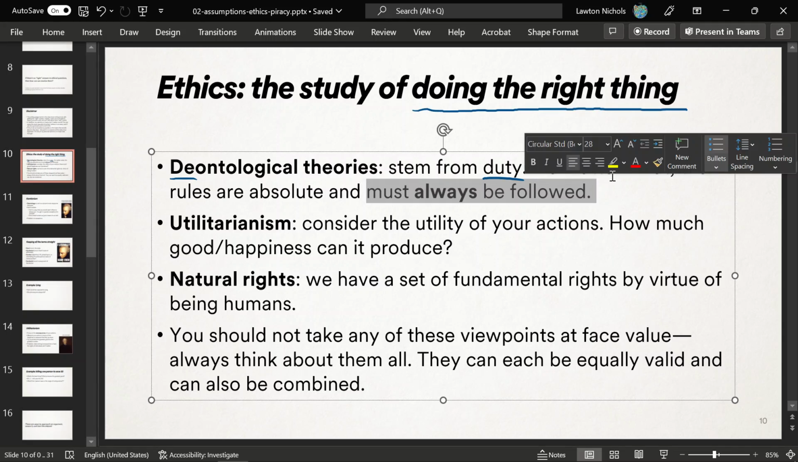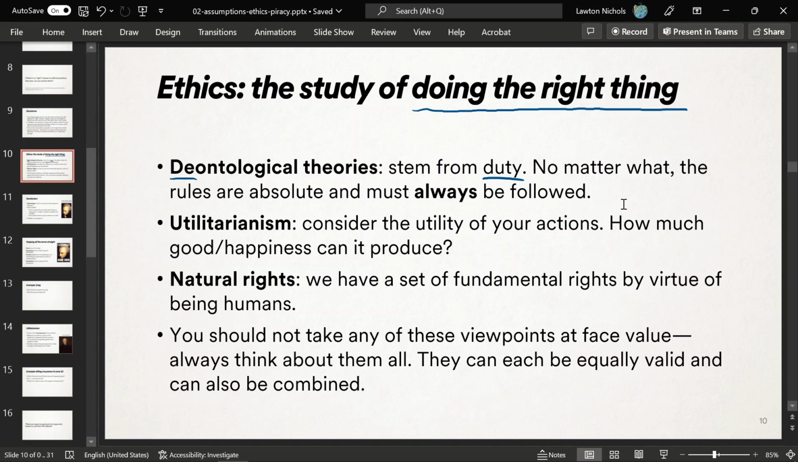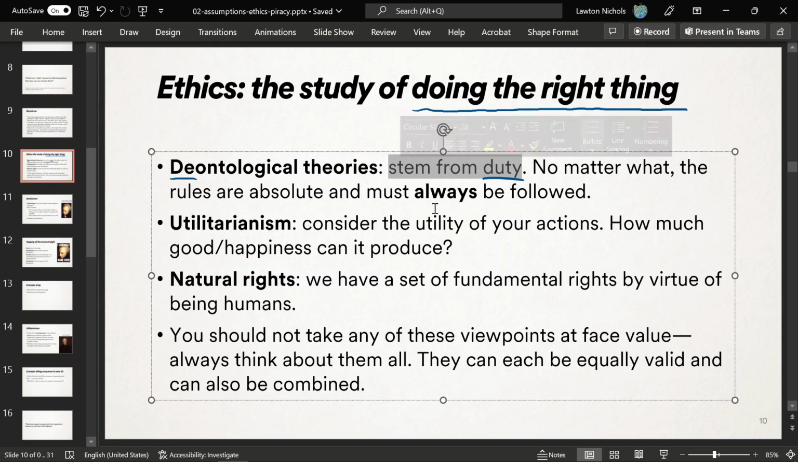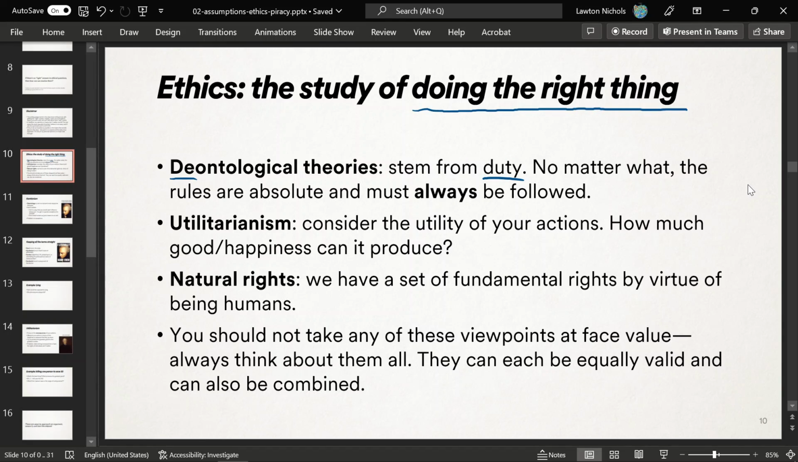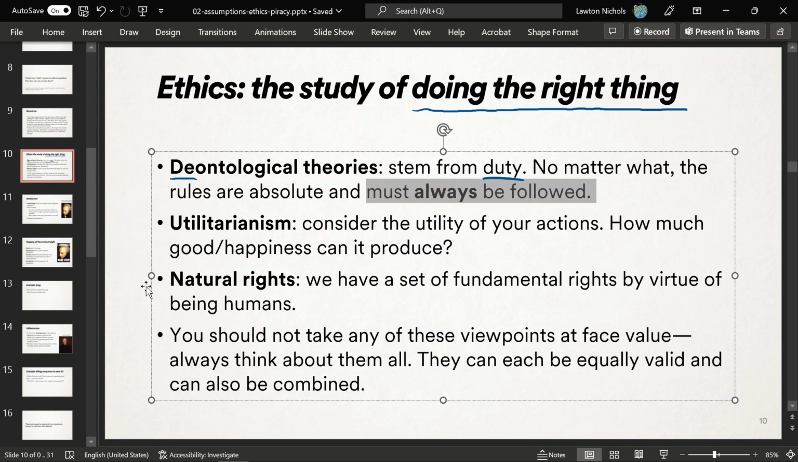The word always is very, very key in a deontological theory, okay? You got to do the right thing always. That is your sense of duty. You cannot ever stray from that sense. You have to follow the rule always. You can't make exceptions. So that's a deontological theory.